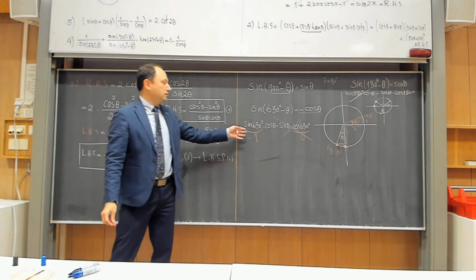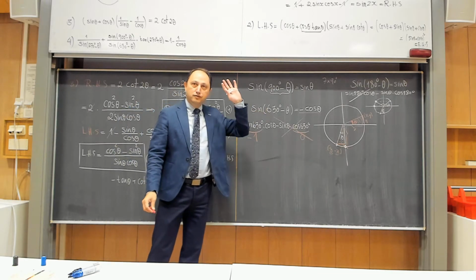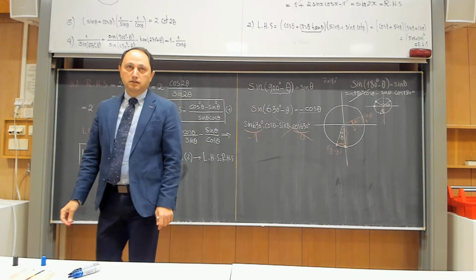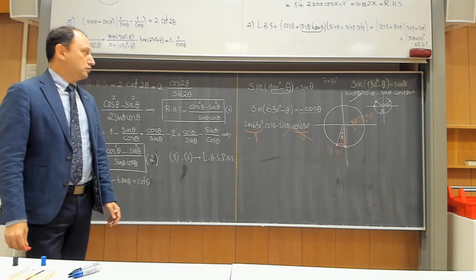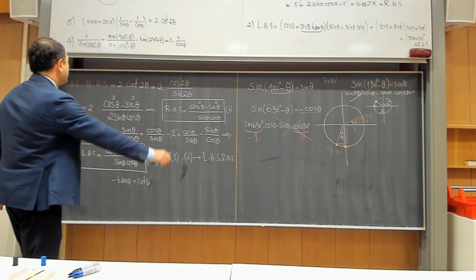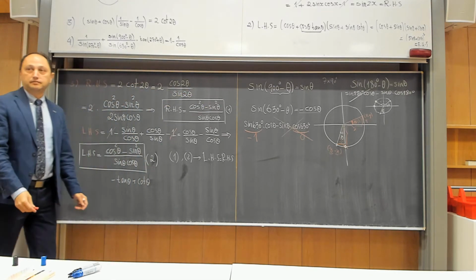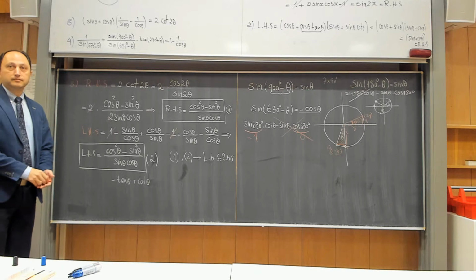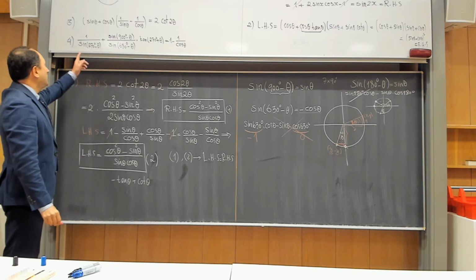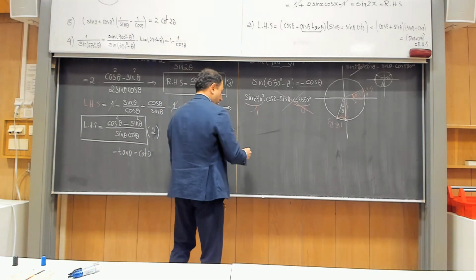So this is completely algebraic. I just wrote the formula. But here you need to think geometrically. It doesn't matter which way you do it. Yes, is that clear? So anyway, the final result is that this guy is minus cosine theta. Yes or no? Yes? Okay, so what can I write about sine of 270 minus theta?